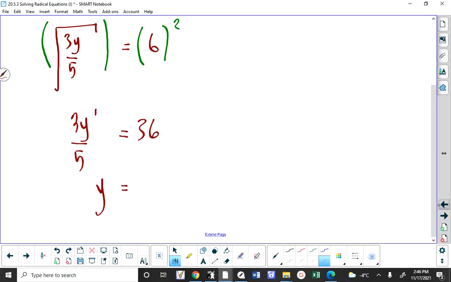I'm not a real fan of dividing by 3/5, but you could do that. You could say, I need to get rid of the 3/5 in front of y. I need to divide by 3/5. But you have to multiply by 5 and divide by 3, and I believe you're going to get 60.